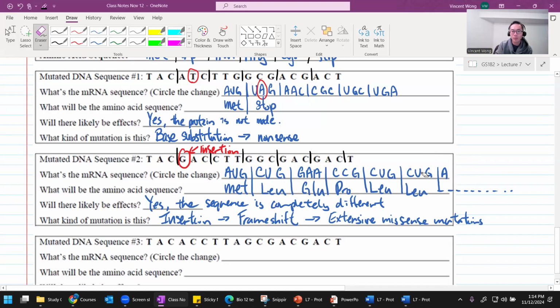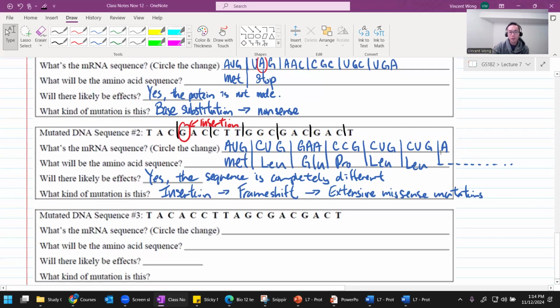And moreover, the original stop codon has been missed. So it's going to go on for some time. It will stop eventually if it hits another stop codon or if it gets too long. But we missed the original stop. Okay, I'm going to give you about 5 minutes to do the next one on your own. And then we're going to move on. Just let me know if you need help. Okay.